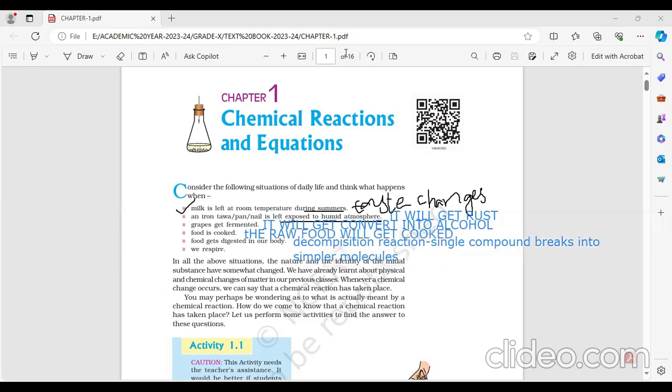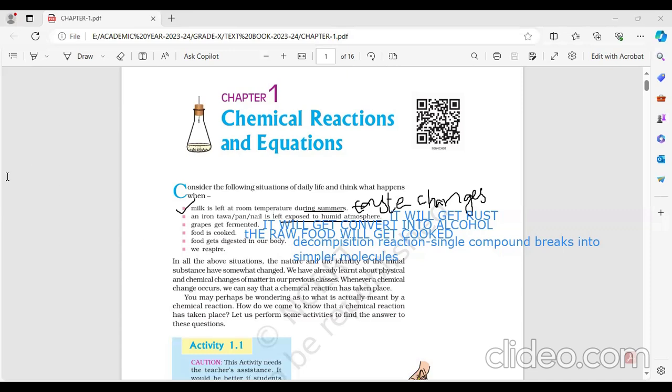So what is a compound again? Compound, molecule, atom, element, everything we have already studied. We have learned it in grade 9. So here also another new substance is getting formed when food gets digested in our body. This is also an example of a chemical reaction.